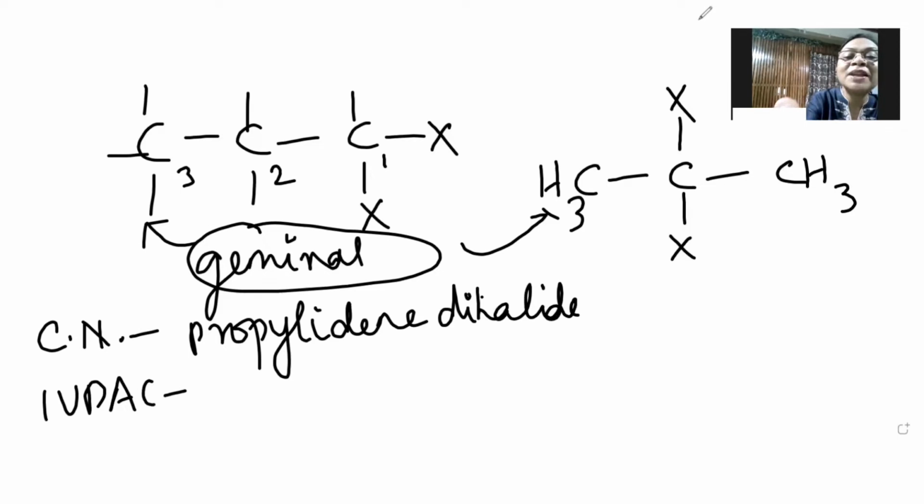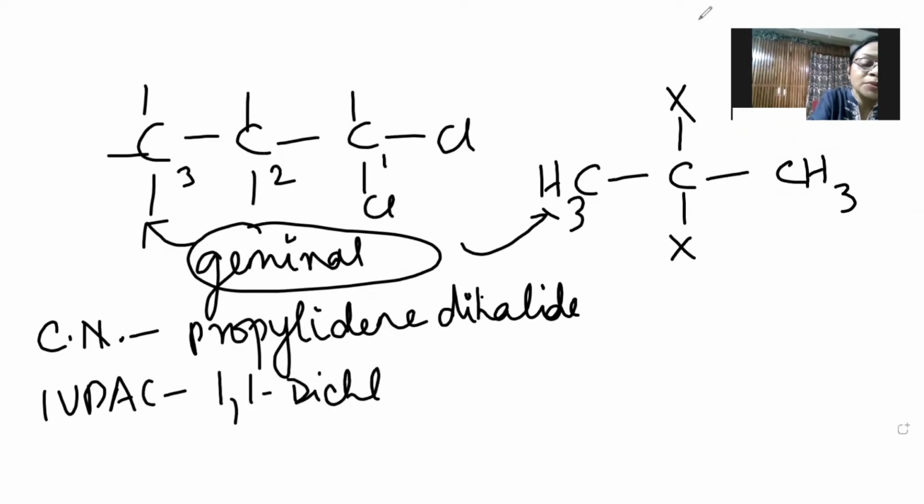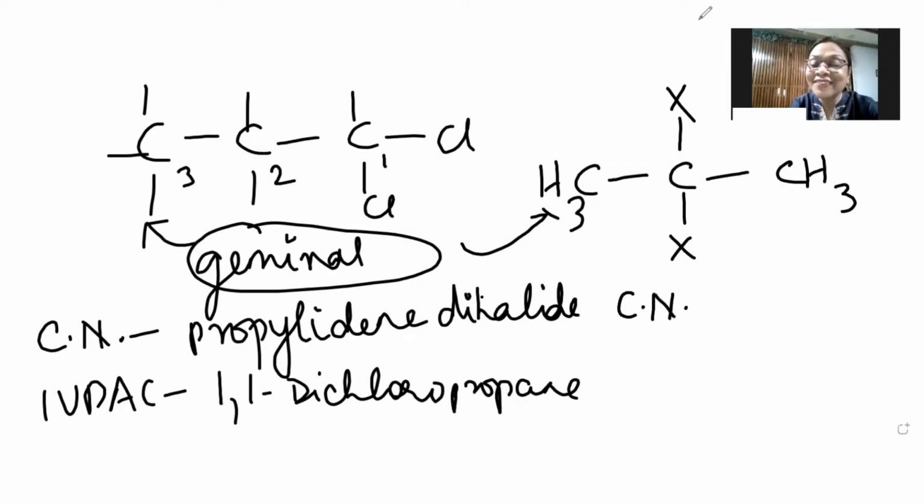So if I replace the halogen with chlorine, the IUPAC name would be 1,1-dichloropropane. All right. So similarly, if we go to this compound, isn't it interesting?